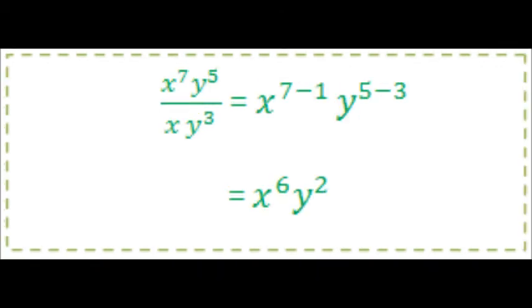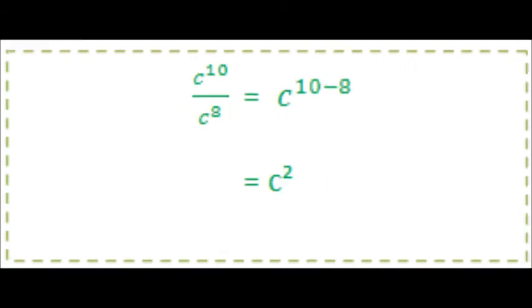Number 2. x to the seventh power times y to the fifth over x times y cubed equals x to the sixth power times y squared. Deal with the same bases. First, x raised to 7 minus 1 equals x raised to 6. Then next, y raised to 5 minus 3 equals 2. Therefore, you will have the answer x to the 6 y squared.